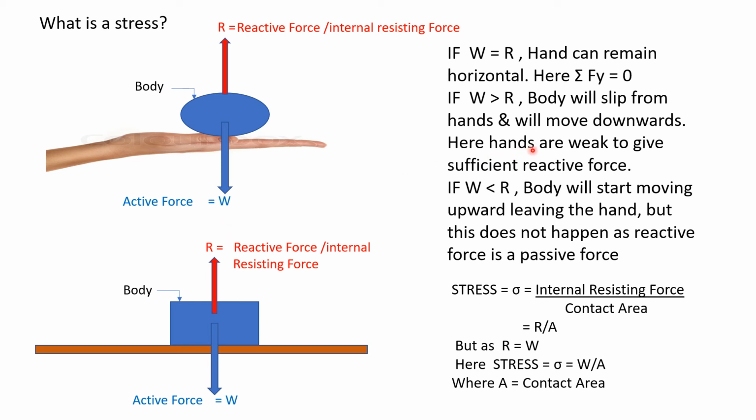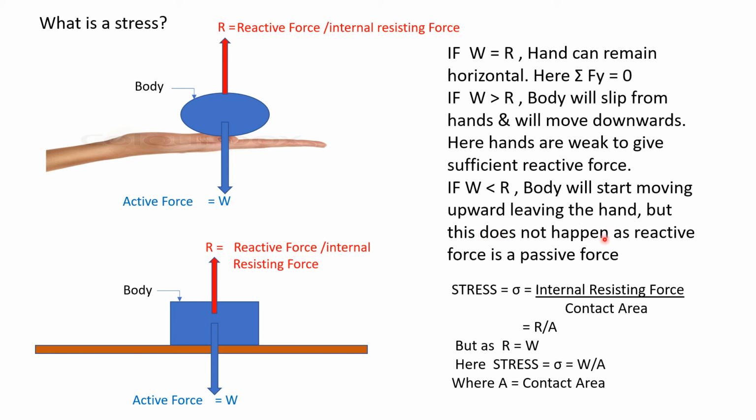So here the hands are weak to give sufficient reactive force. If the hands are weak to give sufficient reactive force, the weight will fall down. Okay. What if W is less than R? That is, the weight is smaller than the reactive force. If this happens, then R is a bigger force, so the body should start moving up, leaving the hand.